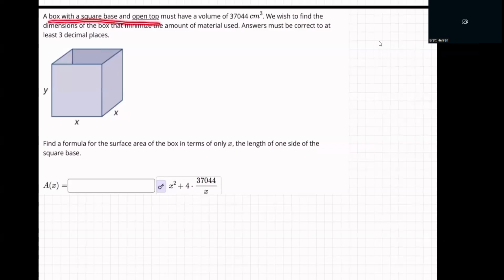A box with a square base and open top must have a volume of 37,044 cubic centimeters. We wish to find the dimensions of the box that minimize the amount of material used. Answers must be correct to at least three decimals.